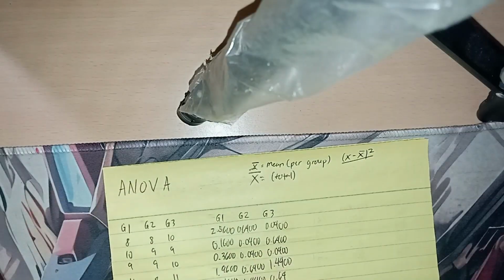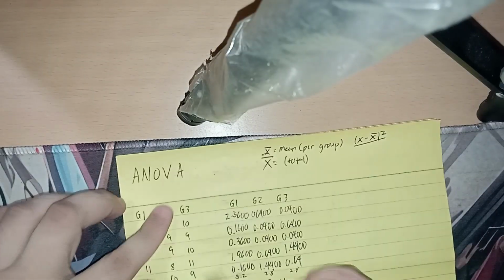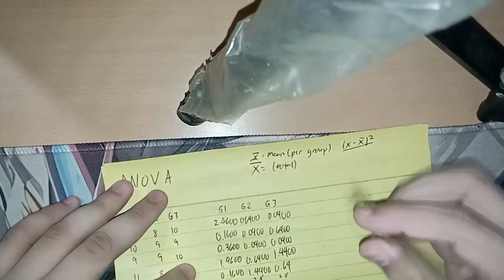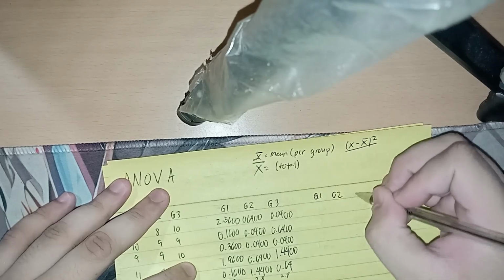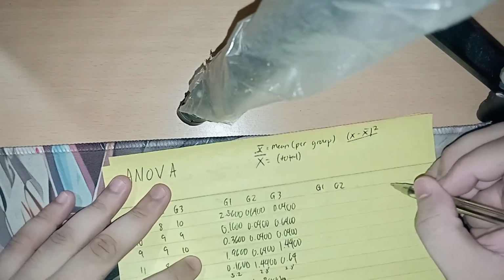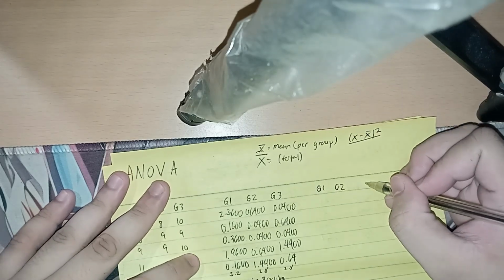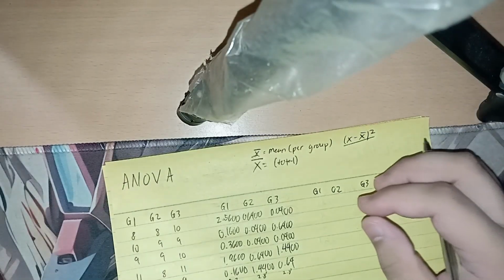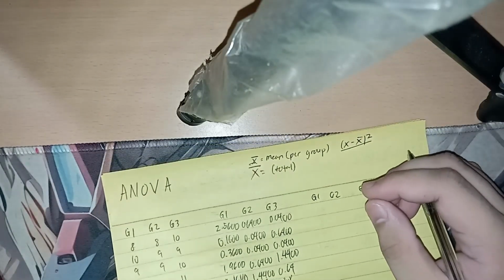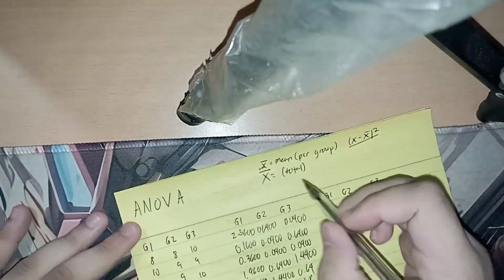But we will use this instead of this. Okay, so we have group 1, group 2. Oh, that's too close. And group 3. There, should be good.